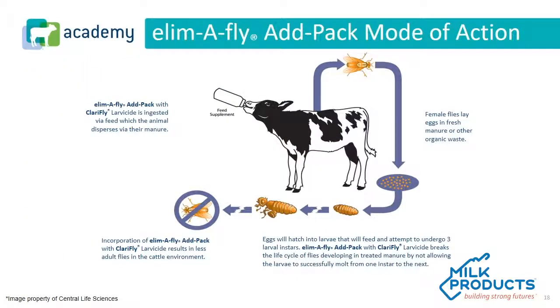The mode of action of Elim-A-fly is added to the milk or milk replacer that is fed to the calf. It passes through the calf's digestive system unaltered. It's excreted in the manure. When the adult fly lays eggs in the manure, the eggs are exposed to the diflubenzuron. When the egg develops through the larval stages, the diflubenzuron interferes with the placement of chitin in the exoskeleton. Without chitin in the exoskeleton, the fly larvae die without developing to the next stage, and therefore do not emerge as adult flies.